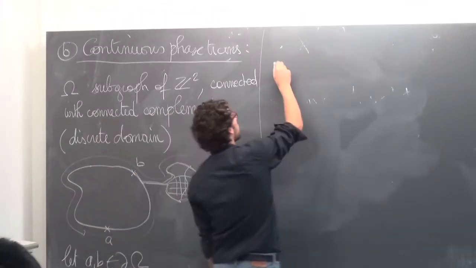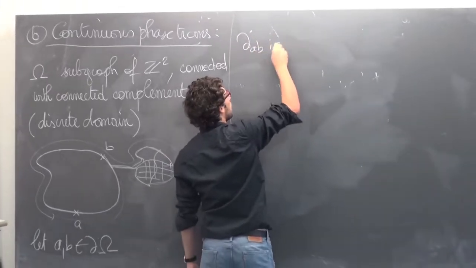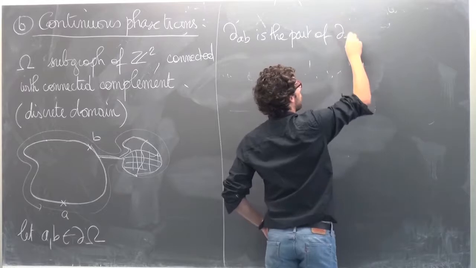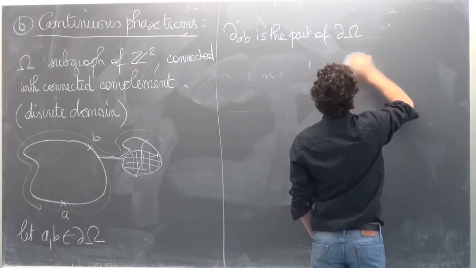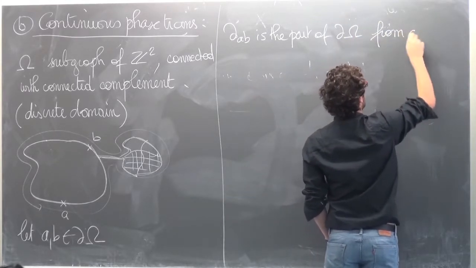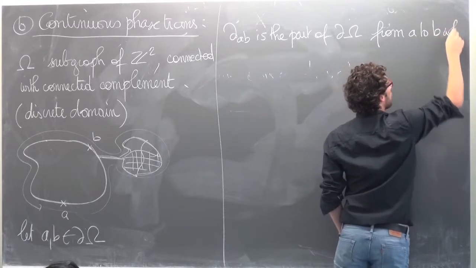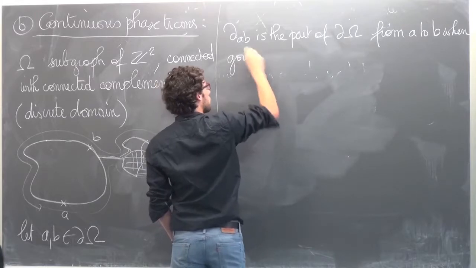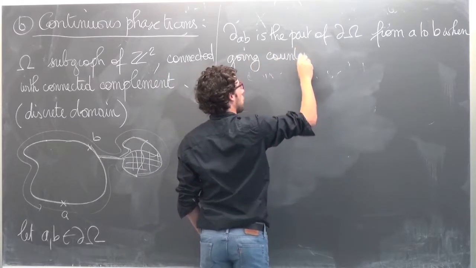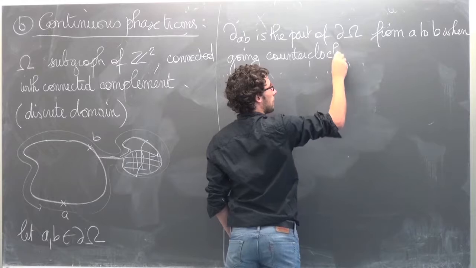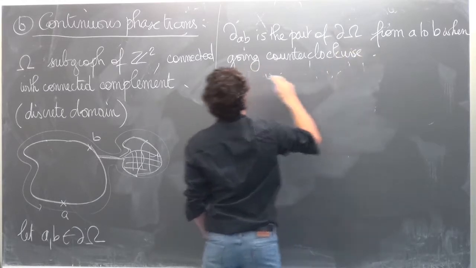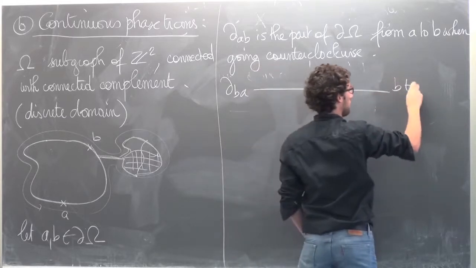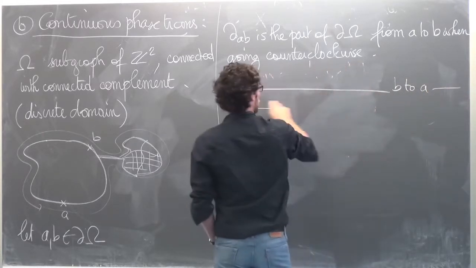So I'm going to call delta AB the part of the boundary of omega from A to B when going counterclockwise. And similarly, you can define this thing to be the part from B to A.